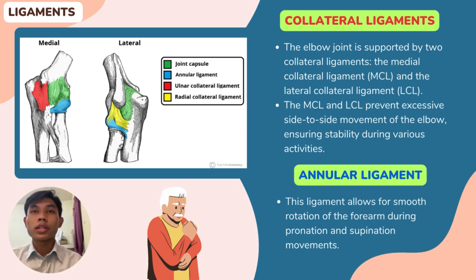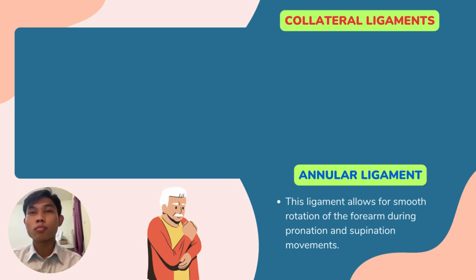Next, we move on to the annular ligament. The annular ligament is a ring-shaped ligament that encircles the radial head, holding it in place against the ulna. This ligament allows for smooth rotation of the forearm during pronation and supination movements.